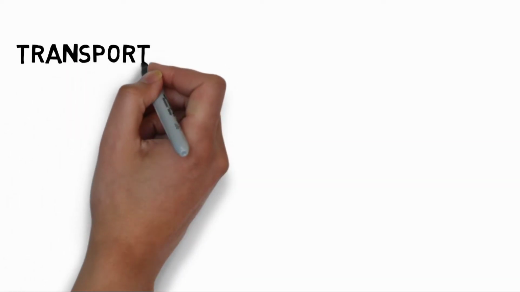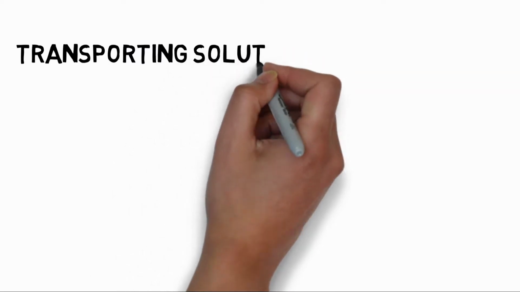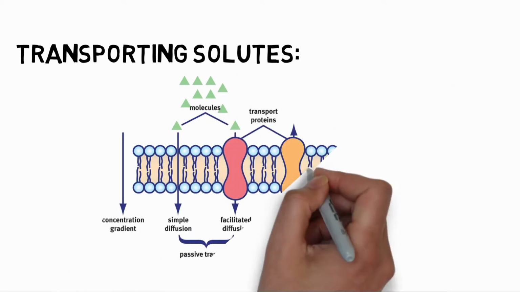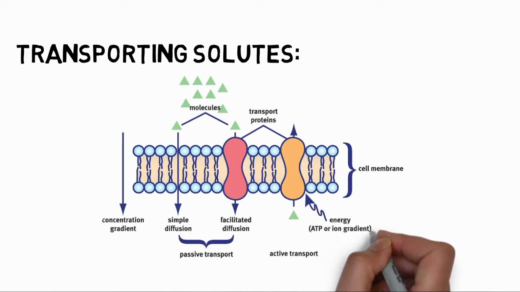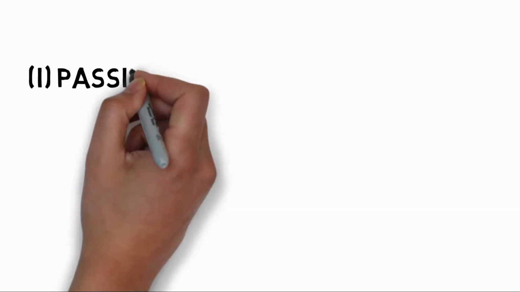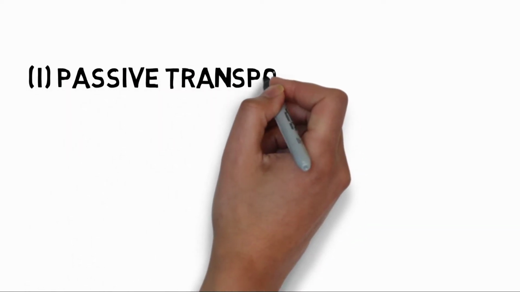The next function of the plasma membrane is transportation of solutes. Transport across the membrane may be active or passive and occur through the phospholipid bilayer or by the help of membrane proteins called transport proteins. As we said earlier, the transport may be active or passive.